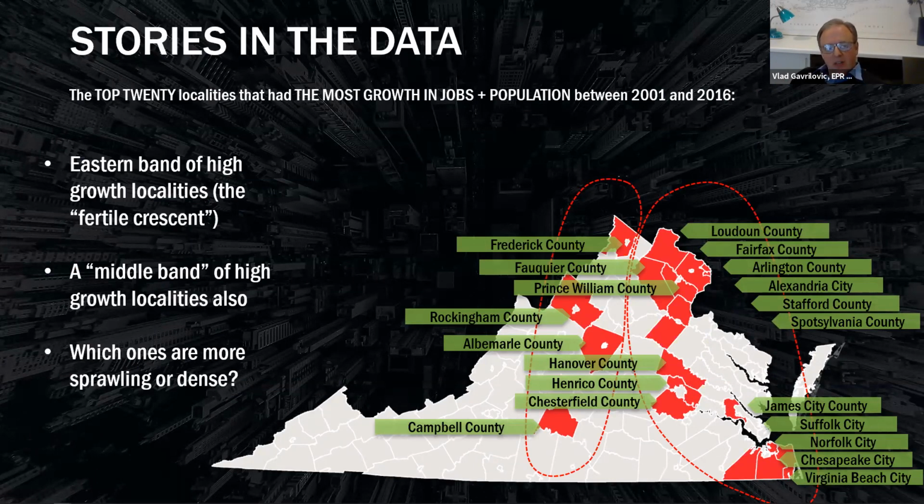As we look at kind of stories in the data and we start putting this on a map, as you might expect, there's this eastern band of high growth localities: the Northern Virginia localities, the Hampton Roads localities, James City County, and then your Richmond area localities. Some people call that the Fertile Crescent or the Golden Crescent, but you're also getting this middle band of high growth localities. So Rockingham, Albemarle, and Campbell County, somewhat surprisingly, is high growth in the top 20. And it begs the question, which ones in that period grew more sprawling or more densely? So we'll explore that in the next round of slides.